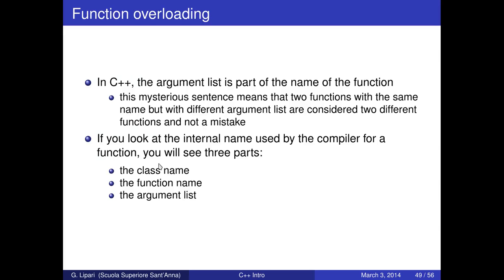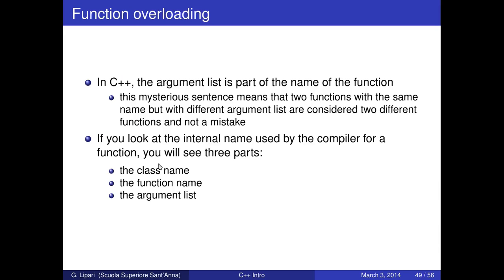Okay, so maybe you already noticed that in C++ you can have several functions with the same name also in the same class. And this happens because you can do what is called function overloading. So in C++, the argument list is part of the name of the function. This means that if you have two functions with the same name but different argument list, for C++, these are actually two completely different functions.